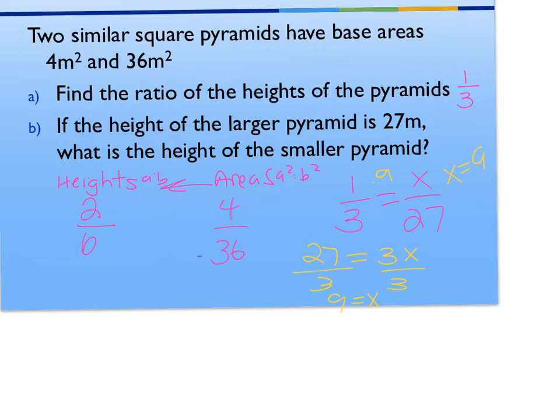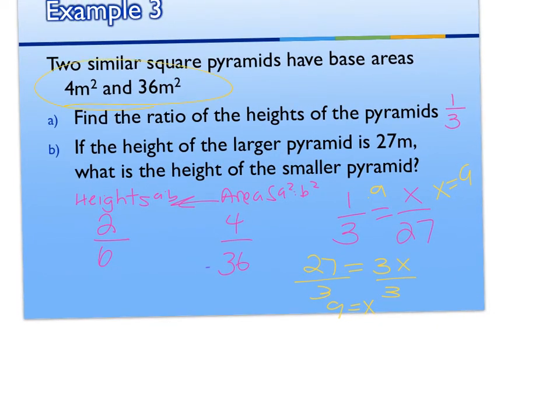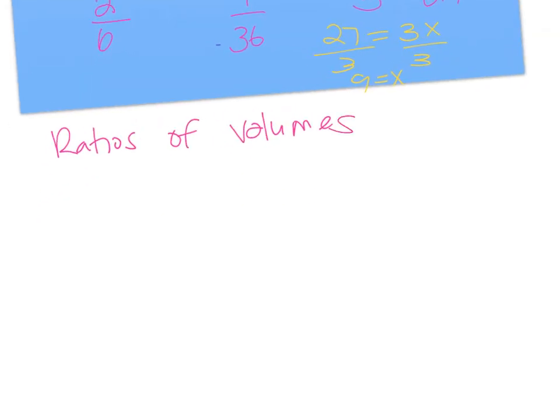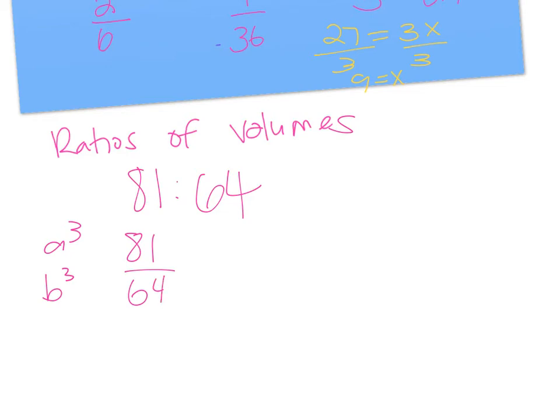What if I had given you the ratio of the volumes up here? What if I said the ratio of the volumes? Good. So because you had asked about this, Alejandro, let me go back to that one. So let's say it's 81 to 64. So this would be A cubed to B cubed, let's say, 81 to 64. To work my way back to A, I want to cube root 81.